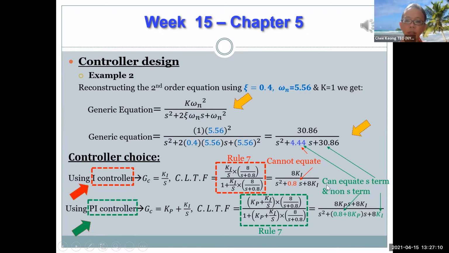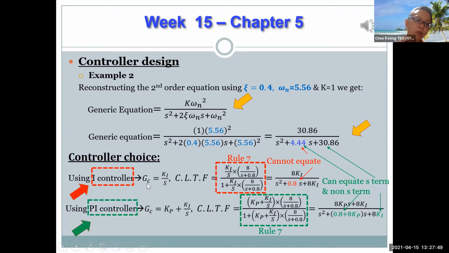If you try to solve this, you will get this equation: 8Ki over S squared plus 0.8S plus 8Ki. Now, if you compare this denominator of your closed-loop transfer function with the denominator of your generic equation, S squared we can compare, no problem, very good. Now the S term is a problem because this is 4.44S, but this one is 0.8S, so it doesn't reconcile. Which means that it's trying to tell us that you cannot just use an I controller to solve this problem because it's not compatible. So this idea of just using an I controller is busted.